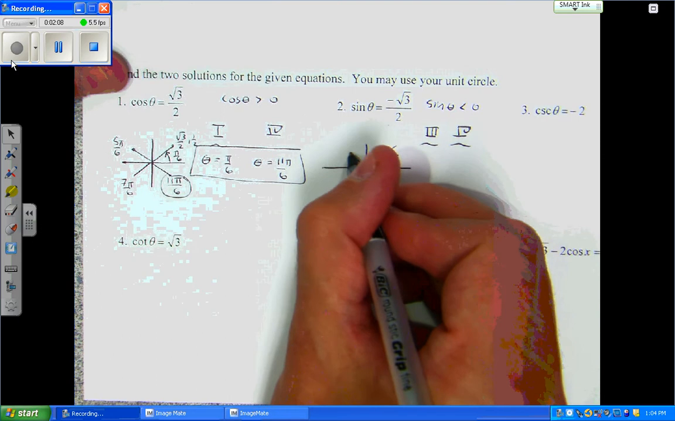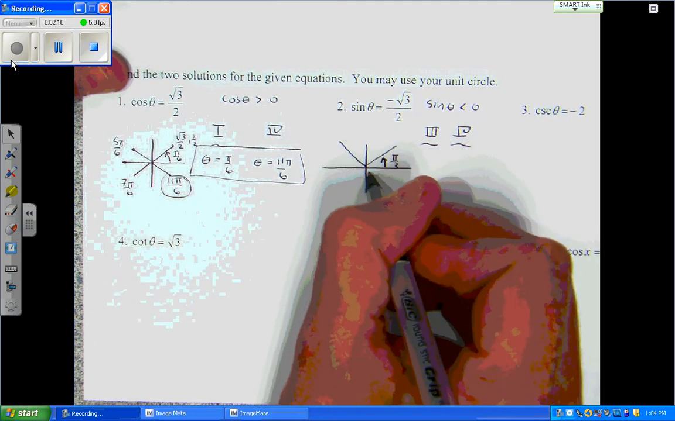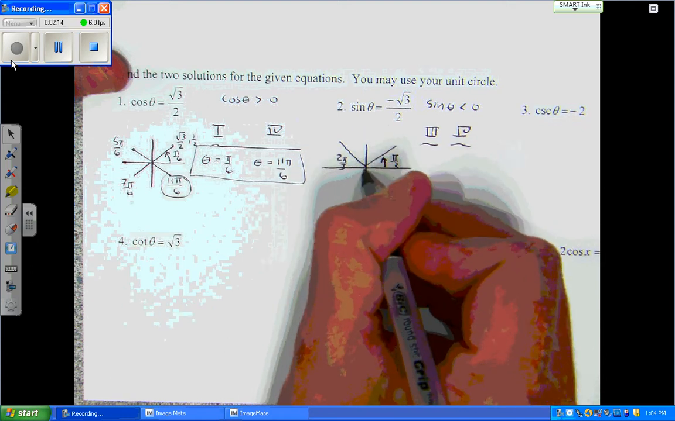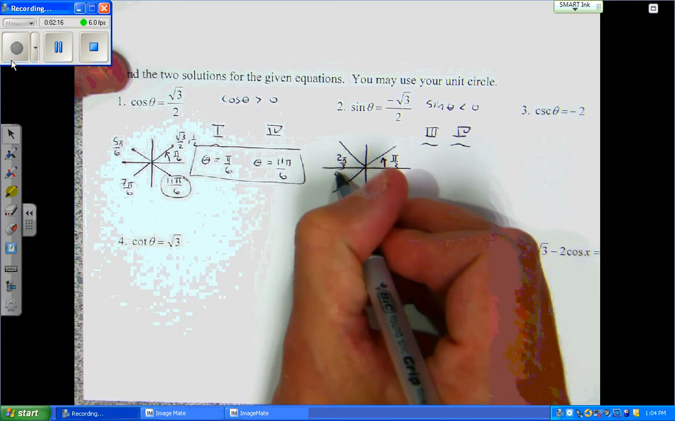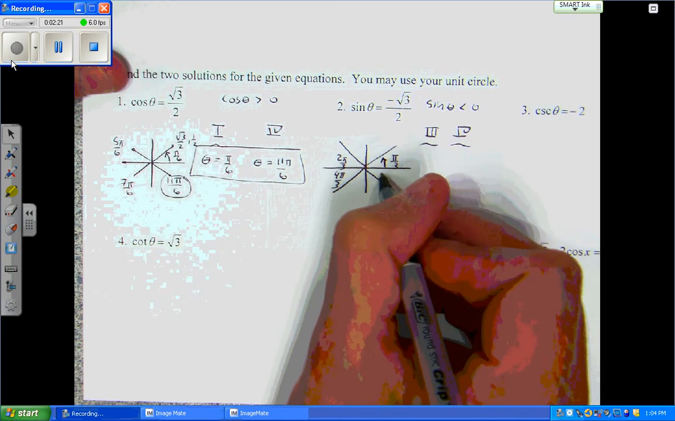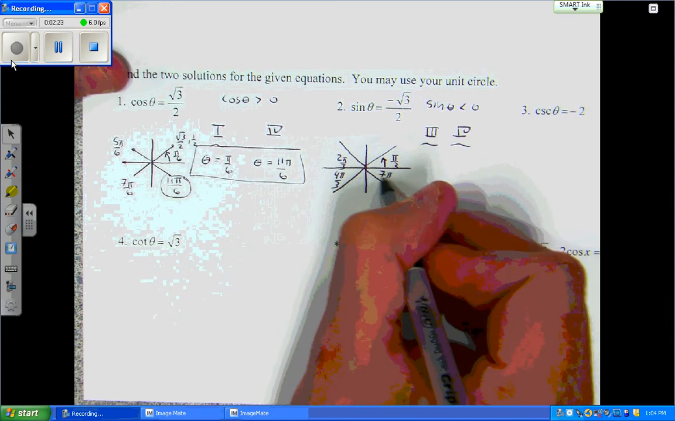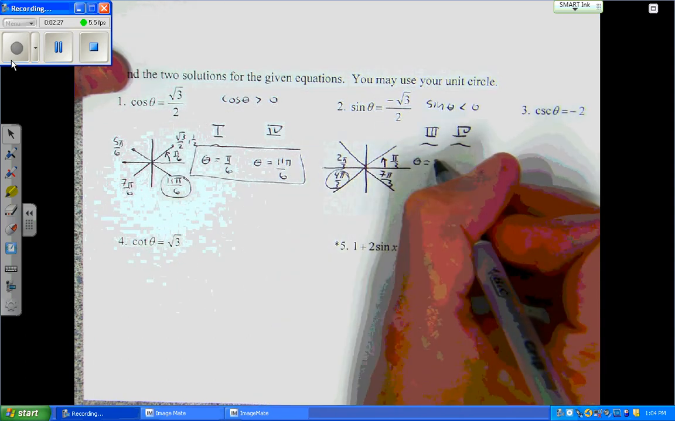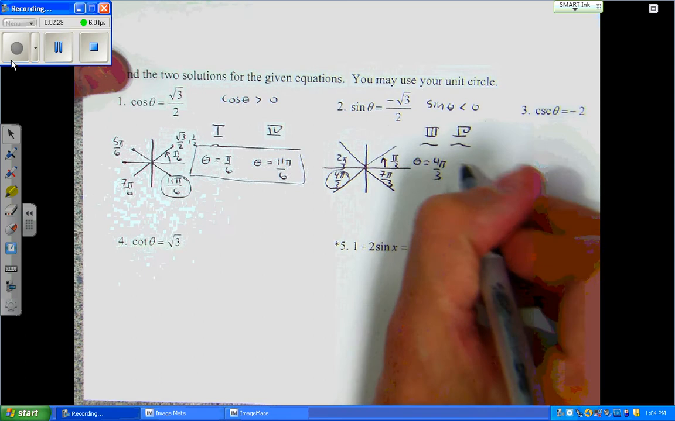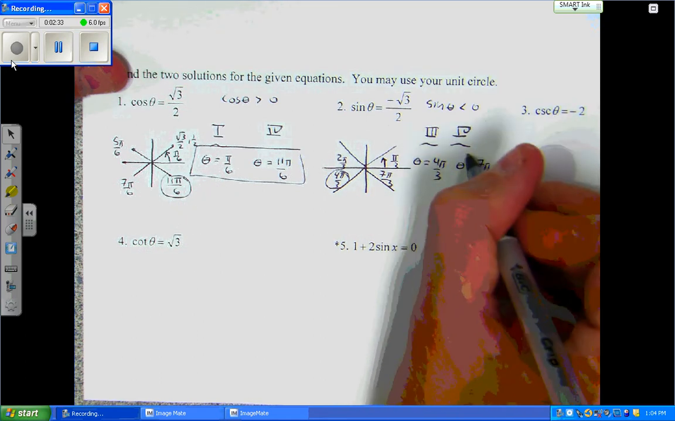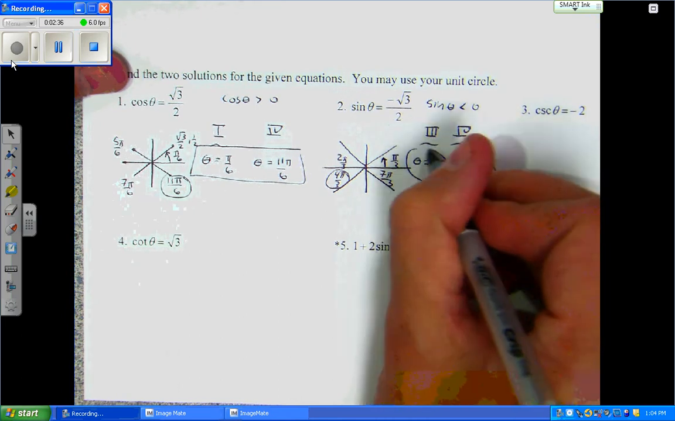And if I draw my angles in my second quadrant, that's going to give us 2 pi over 3. And in the third quadrant, 4 pi over 3. And in the fourth quadrant, 7 pi over 3. And we have our answers. 4 pi over 3 for the third quadrant, and 7 pi over 3 in the fourth quadrant.